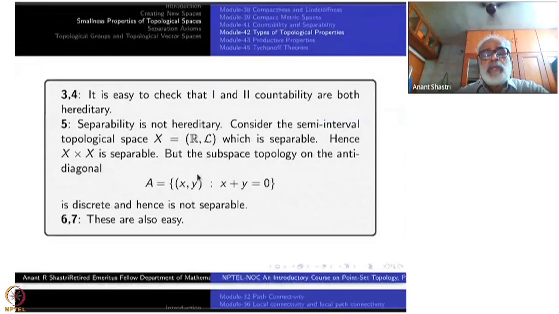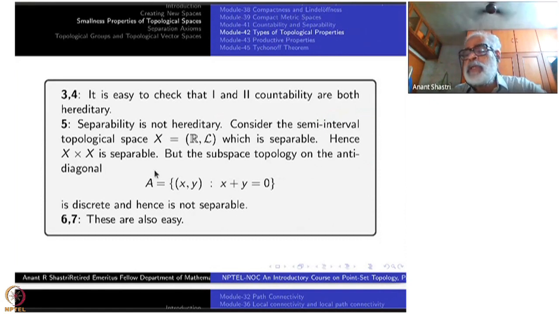So, I have given you an example here. Remember, we had this semi-open interval topology in which the basic open subsets are [a, b), A closed, B open. So this was the left semi-interval topology, R_L, on the set of real numbers. Consider the semi-open interval topology. This is separable. You can check that. Namely, again, the set of rational numbers will give you a dense set.